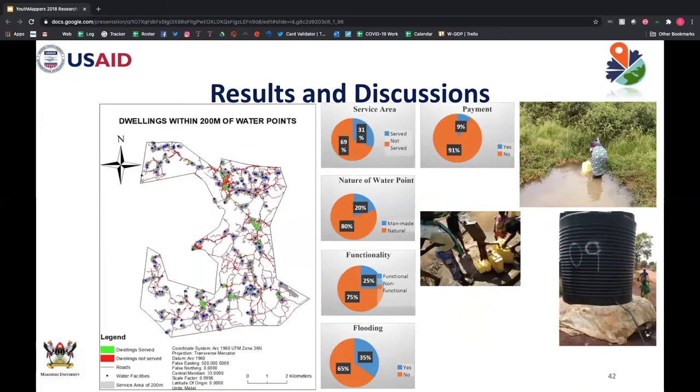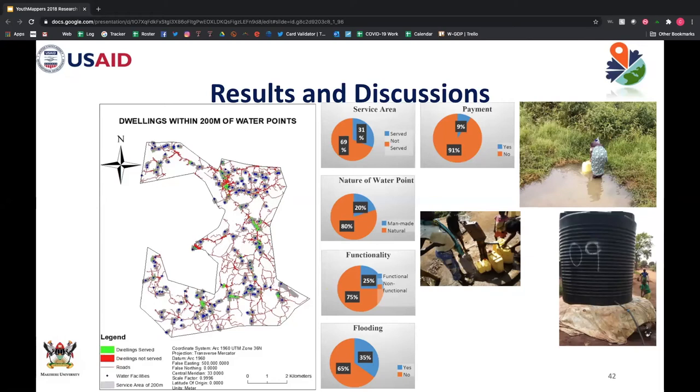So moving on to the results. According to the UNHCR standard, water points should be at a distance of 200 meters in a safe and secure location. So service areas of 200 meters from the water points were determined, and we realized that only 31% of the dwellings within the refugee settlement were within the service area. What this means is people have to walk longer distances to get access to water. And since this task is usually the obligation of women and children, this puts them at a bigger risk.